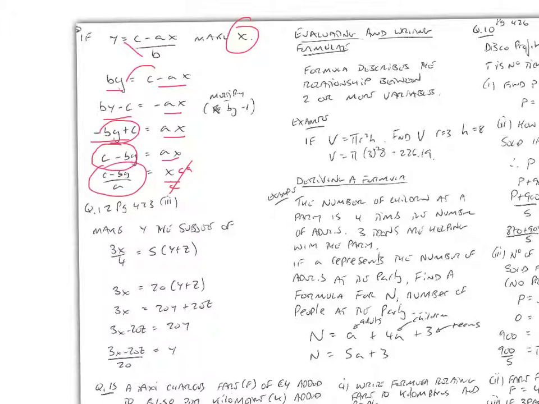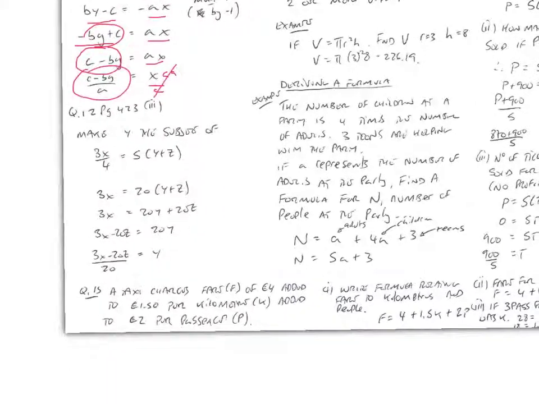Question 12, page 423, part 3. Make y the subject of the formula. This is what we have. 3x over 4 equals 5 times (y plus z). So 3x is equal to 4 times all of that, which is 20. So 3x is 20y plus 20z. So 3x minus 20z is equal to 20y, divide both sides by 20, and you get y is equal to (3x minus 20z) over 20.